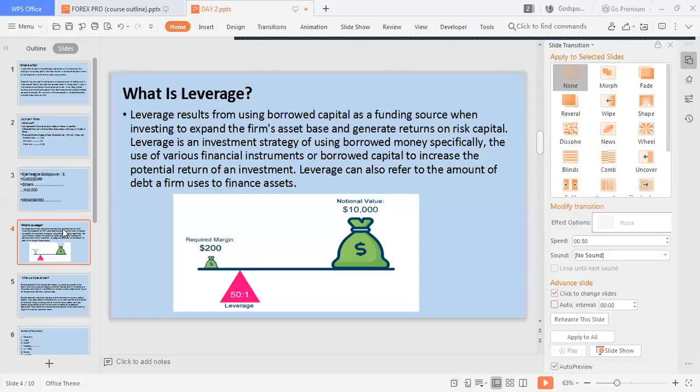Now, let me go to the next phase. The next thing I'll talk about tonight is what we call leverage. Leverage results from using borrowed capital as a funding source when investing to expand the firm's asset base and generate returns on risk capital. Leverage is a good example of what we have on the screen. We have $200, we have $10,000.